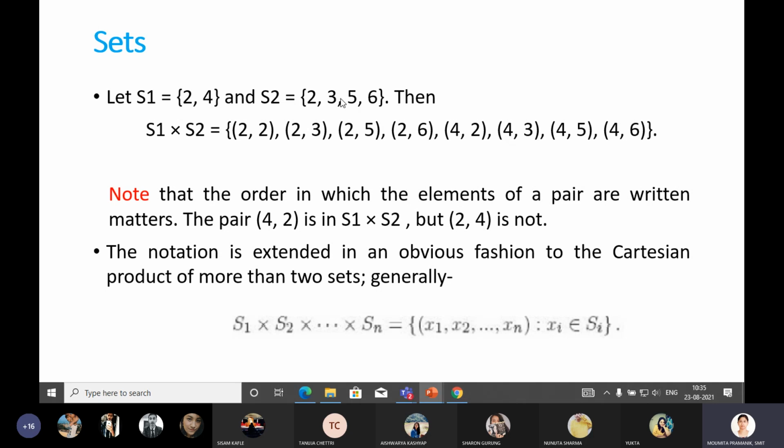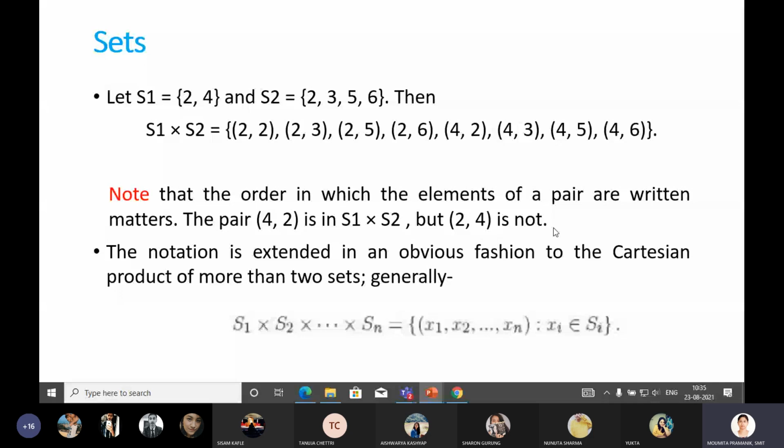Okay, and 4 and 3, and 4 and 5, and 4 and 6. So here if you notice, we have the pair 4 and 2. In this pair, we get 4 and 2 in the S1 and S2 Cartesian product, but not the reverse, 2 and 4. It is not there.